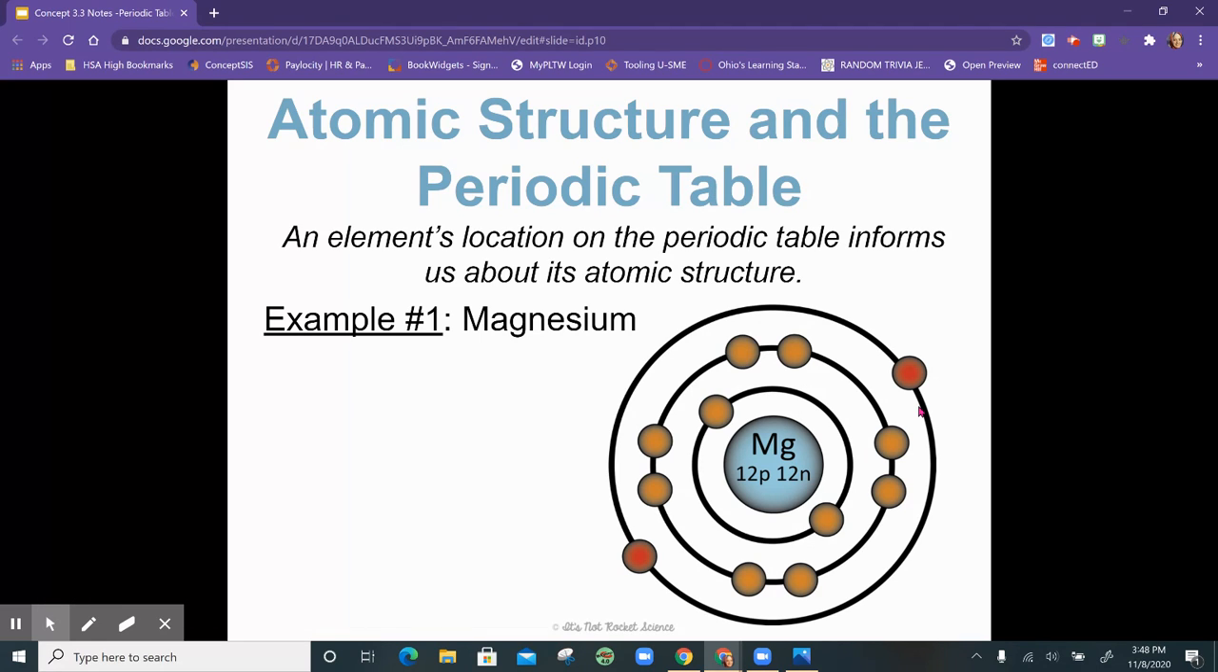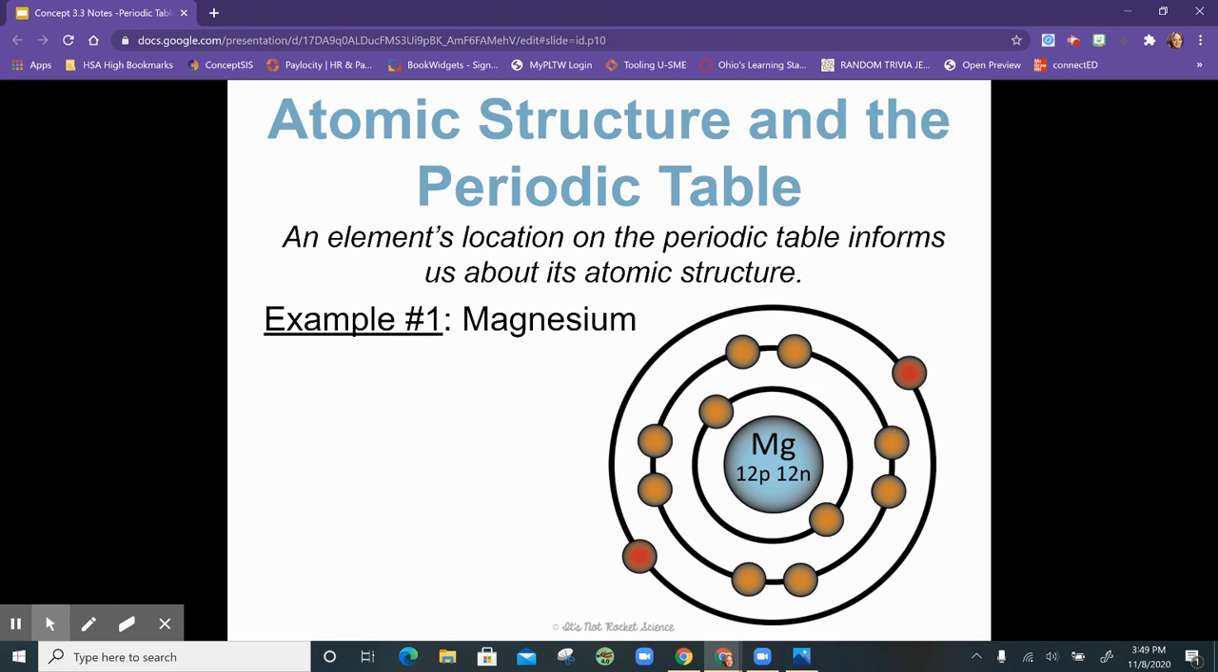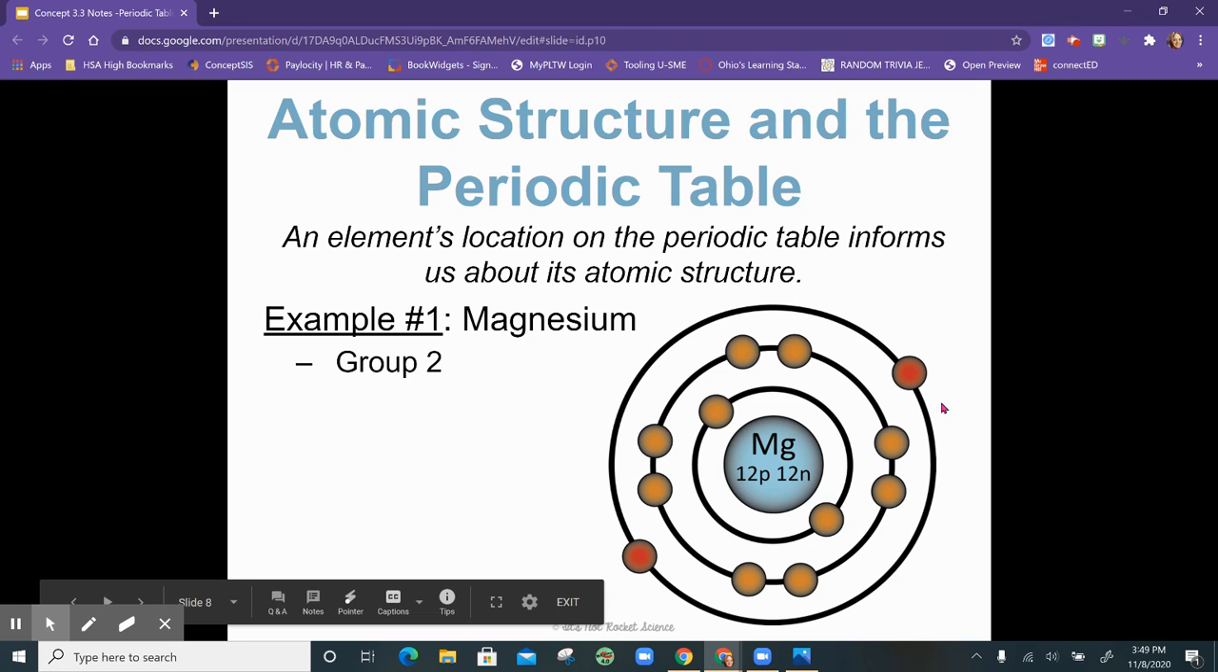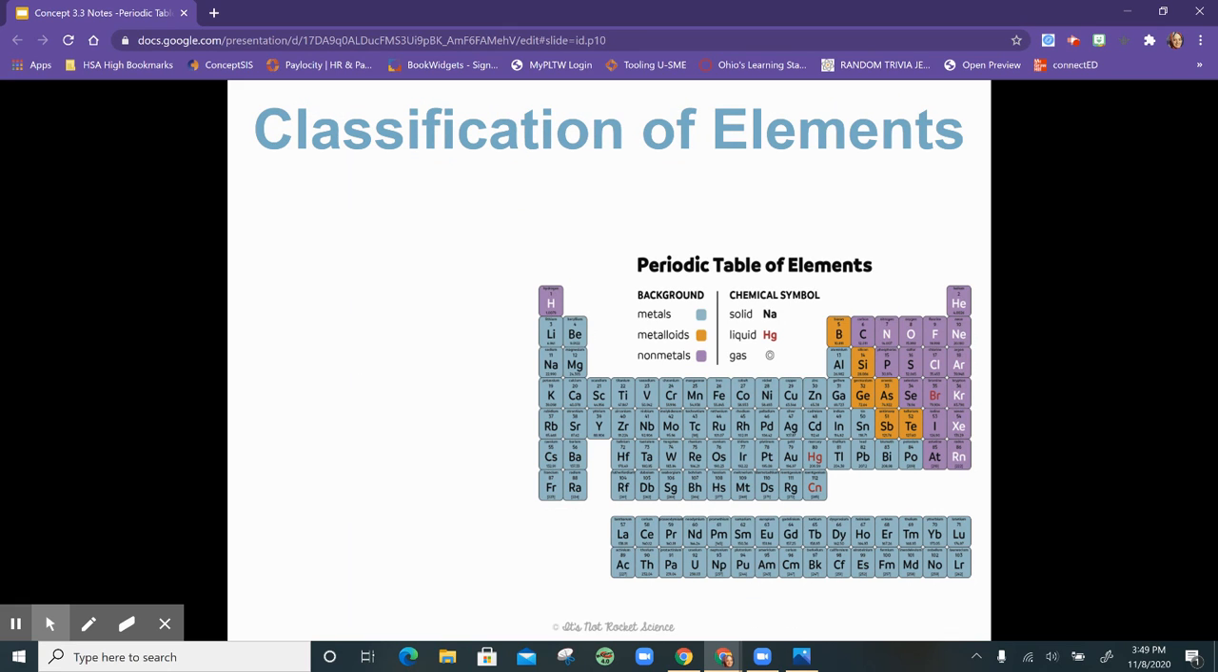So this is located in period 3. Just by looking at the valence electrons, the red ones in the outermost shell, it has 2 valence electrons. Remember, the number of valence electrons represents the group number. So which group is it in? Group 2, right? Because it has 2 valence electrons, and it is located in period 3 because it has 3 shells, 3 energy levels.